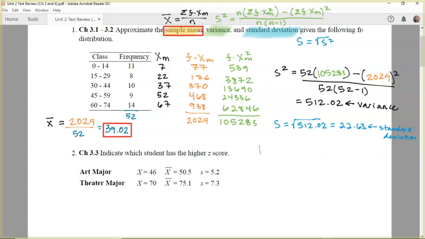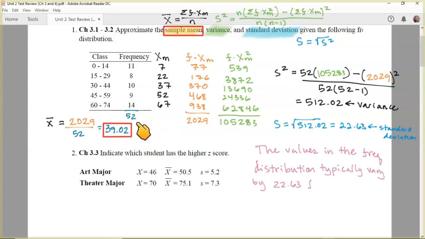So the standard deviation, if we remind ourselves, is what we expect the values within each class to typically vary from the average value. That's the typical spread in the distribution, the 22.63. So if we were to interpret that number, we could say that the values in the frequency distribution typically vary by 22.63 from the mean of 3902.